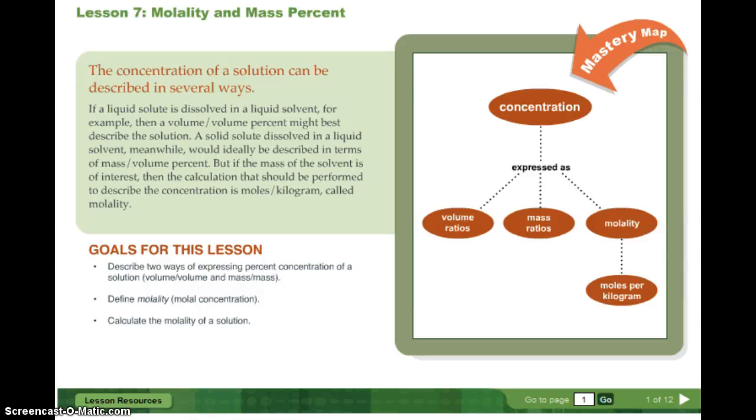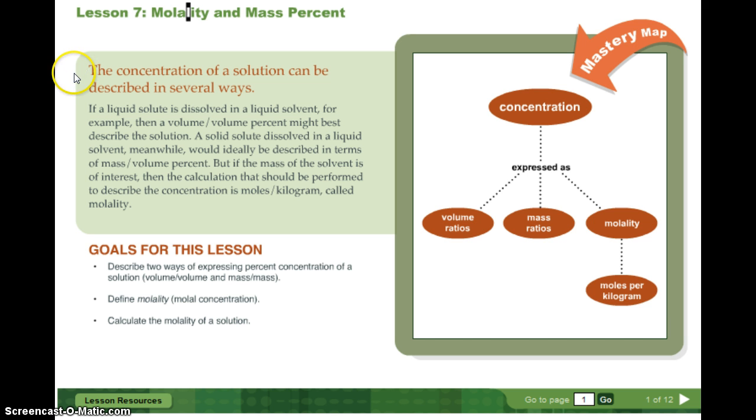We're going over 2.07 molality and mass percent. Before, we did molarity, and if you notice, there's just the difference of this L to make it molality, but there are many differences to follow. Concentration can be expressed as volume ratios, as mass ratios, and as molality, which is moles per kilogram.